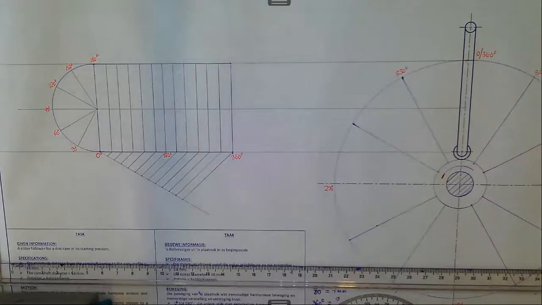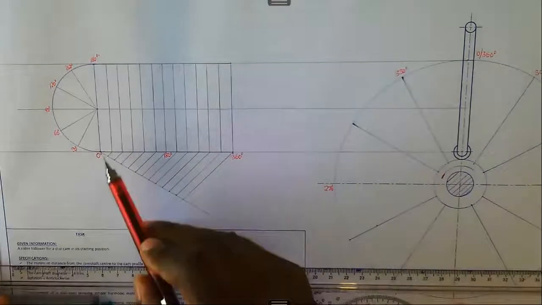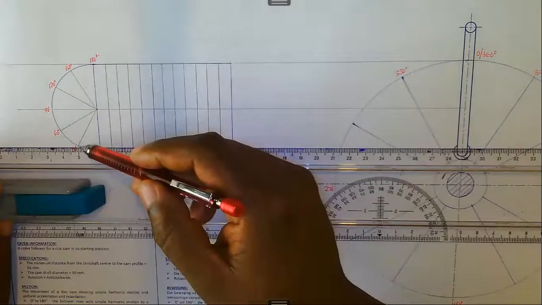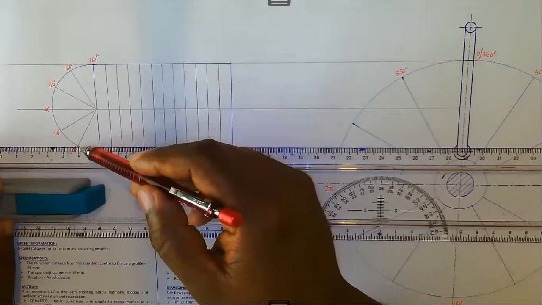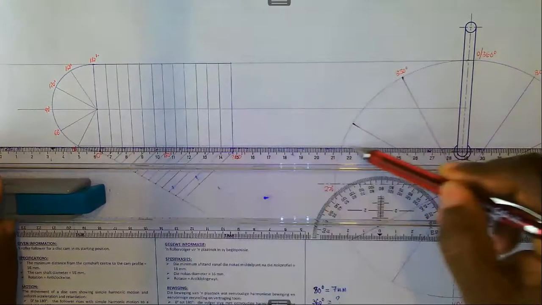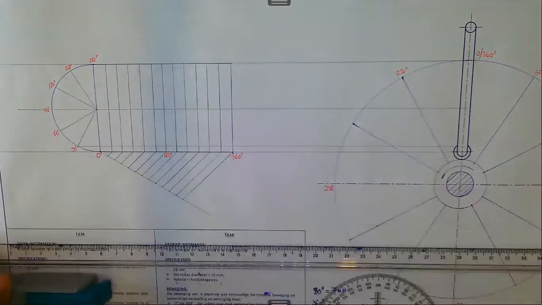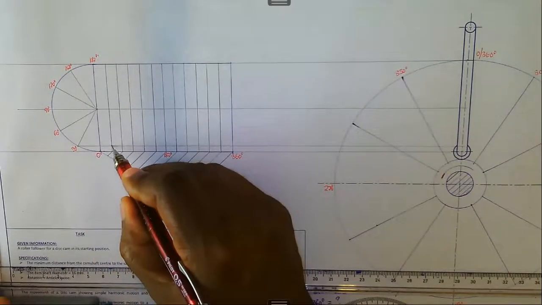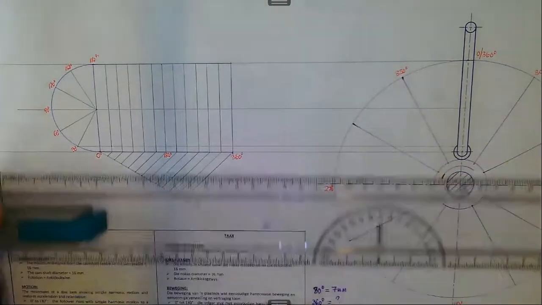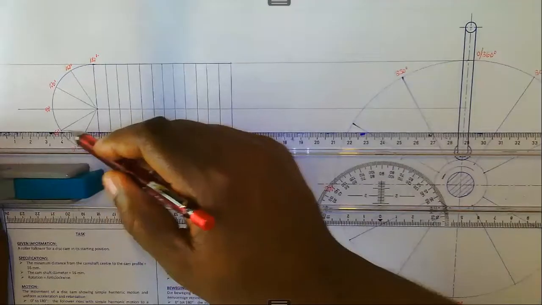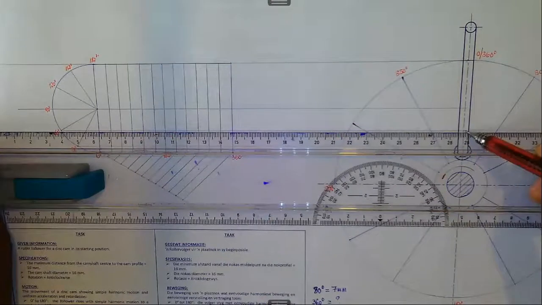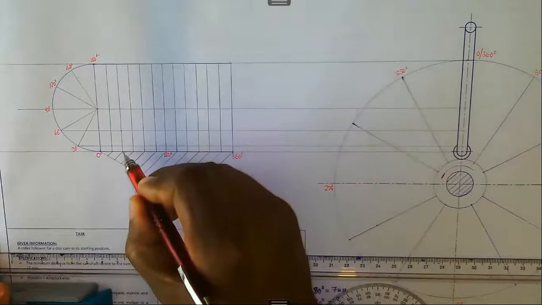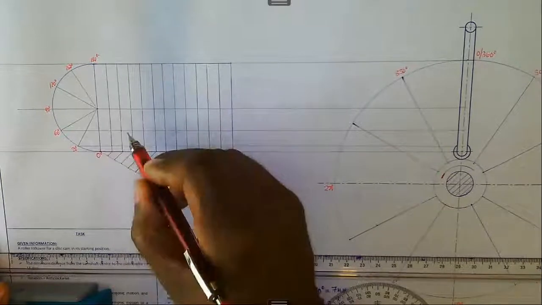But let's do it systematically. We know that from here to there, that's 30 degrees. So we project from here. We shall require this, so I'm going to take this one all the way. So 30 degrees and 30 degrees, we have got a point there. We shall require this later. That's 60 degrees. That's 60 and 60.